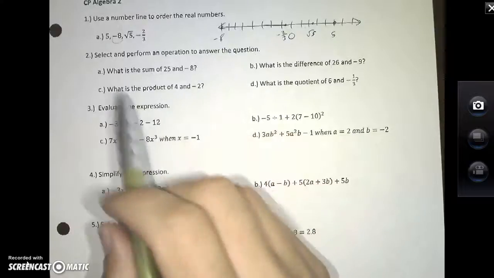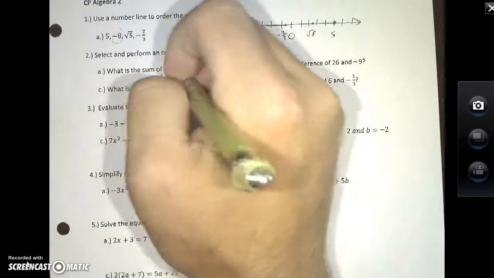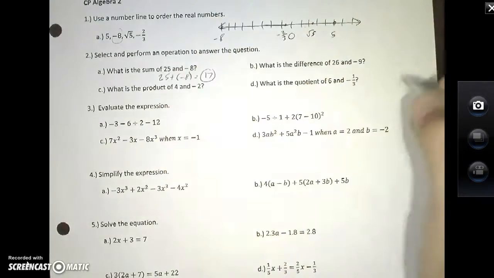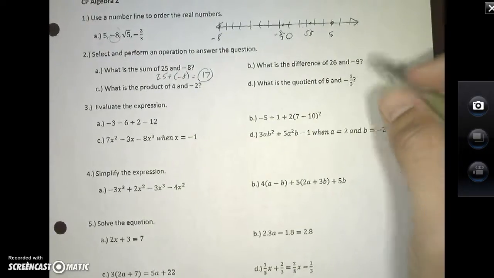Number 2. Select and perform an operation to answer the question. What's the sum of 25 and -8? Sum is addition. 25 plus -8, I'm not going to spend a whole lot of time on that. It's 17. Gladly use a calculator if you need to, but I think you guys are alright with that.